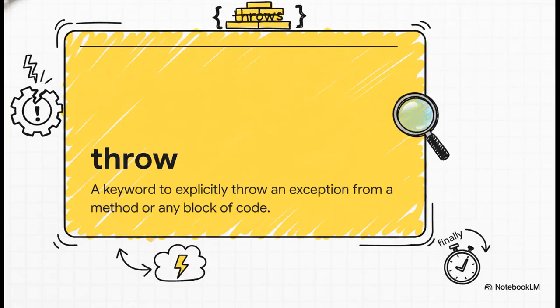So here's the big idea. Instead of just waiting for something to go wrong, like a file not being found, you get to be the one to sound the alarm. When your code hits a situation that you've decided is an error, you can use throw to literally stop everything and signal that something needs to be handled.